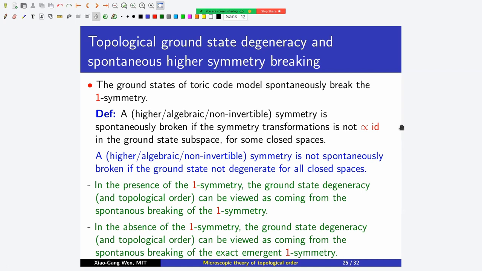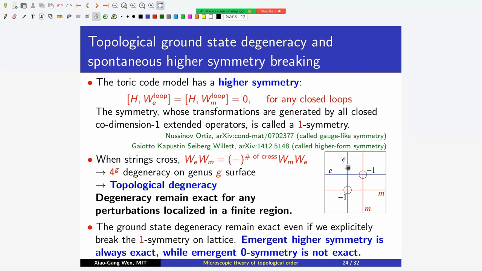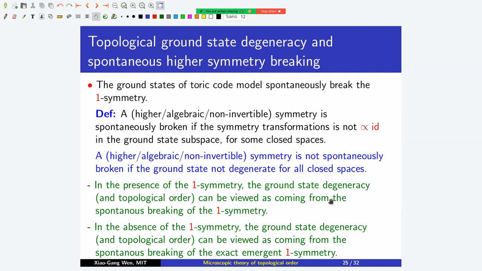This is true for these two states: even for the Z operator, we have four-fold degeneracy, and this string operator is sometimes one, sometimes minus one. So they are not identity. Therefore, this four-fold degenerate ground state can be viewed as a spontaneous breaking of these two Z2 one-form symmetries.